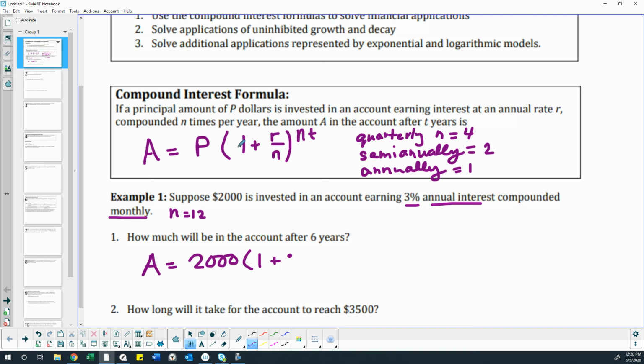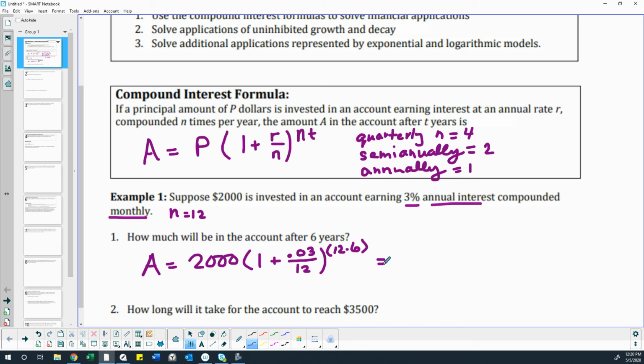The 1 is so that you're doing your 100% of your investment. And then we have 0.03, but that's being done 12 times in the year, so we break that down into 12 pieces. And then that's going to be to the 12 times 6, because it's 12 times a year for 6 years. So this is going to be compounded 72 times.